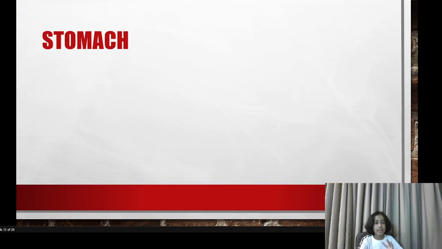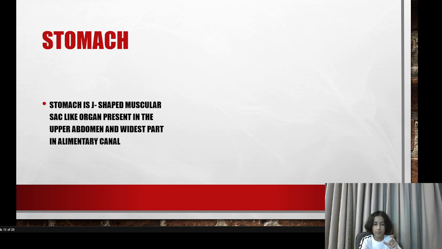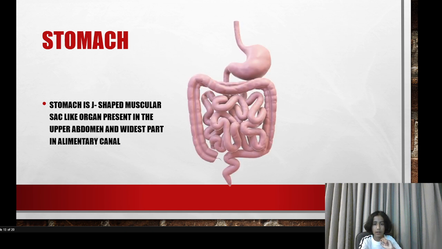Stomach. Stomach is the J-shaped muscular sac-like organ of our body. It opens into the small intestine and at the start it's connected with the esophagus. It's in the upper abdomen and it is the widest part in the alimentary canal. So as you can see, it's J-shaped and it's a sac-like shaped muscular organ.